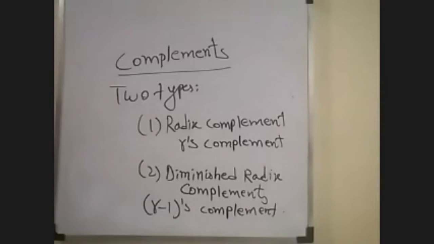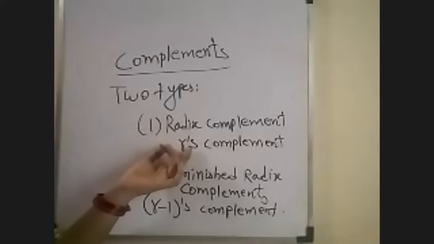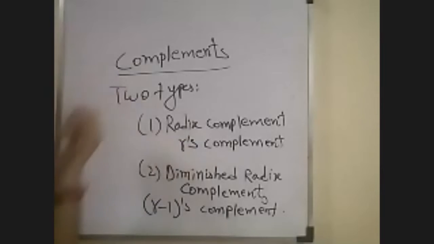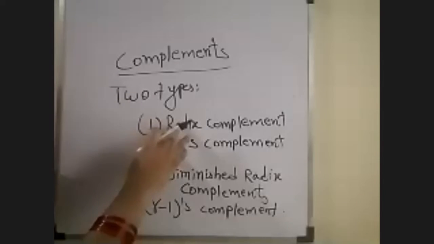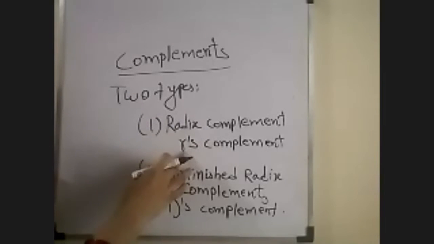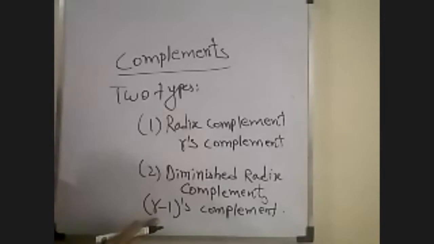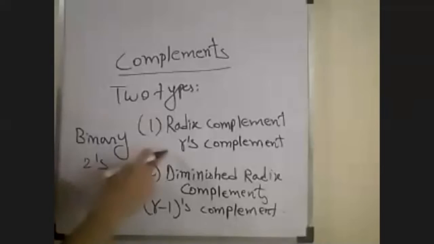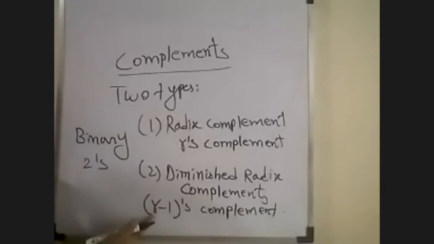Okay, so here radix is nothing but the base, right? For example, take the binary number system. For that, you have to find the complements. Radix means 2's complement, and R minus 1 complement is 1's complement. For a binary value, you take the base 2, so the radix complement is called 2's complement, but the diminished radix complement is 2 minus 1, that is 1's complement.